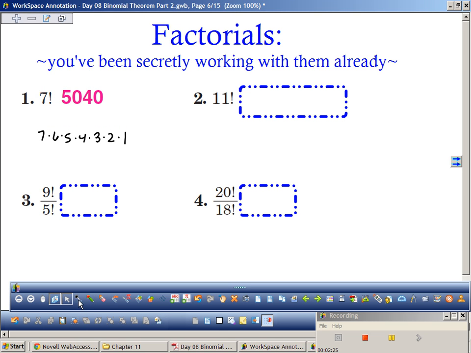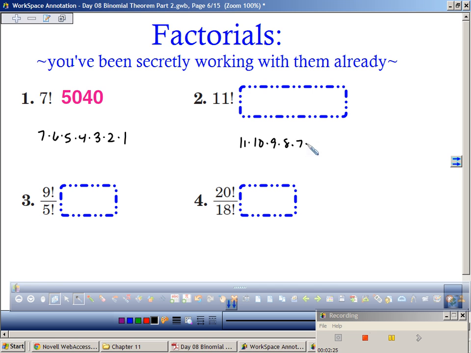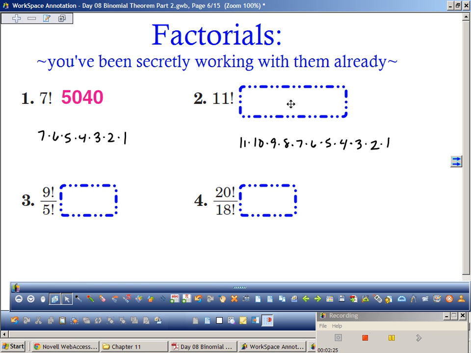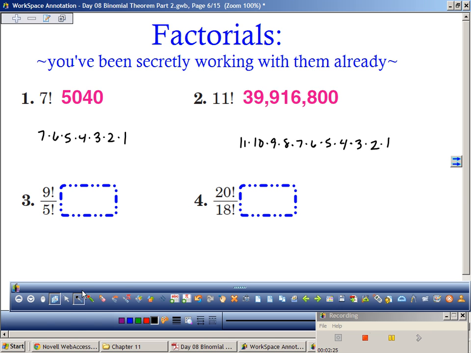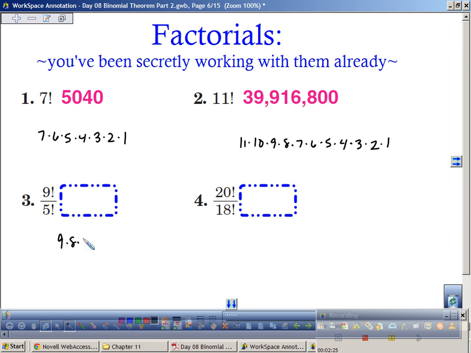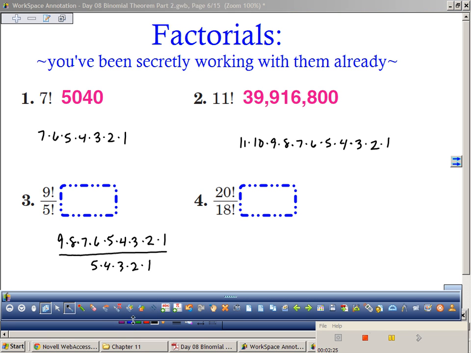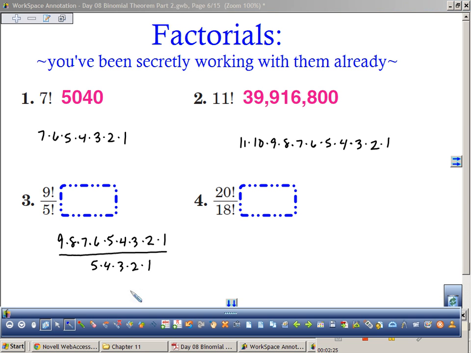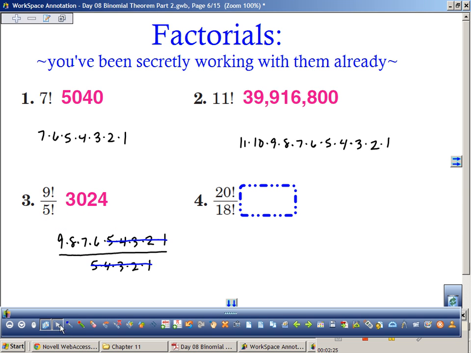The answer is 5040. 11 factorial: 11 times 10 times 9 times 8 times 7 times 6 times 5 times 4 times 3 times 2 times 1. Okay? Now, let's try this. 9 times 8 times 7 times 6 times 5 times 4 times 3 times 2 times 1 over 5 times 4 times 3 times 2 times 1. But wouldn't it just be easier if we just canceled right away? So we'll do that with the next one.